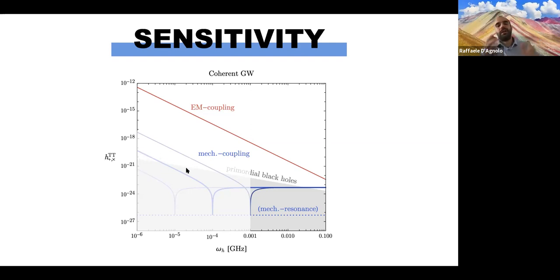But if you want a rough idea of what this idea can do, you'll see it in this plot. So frequencies between a kilohertz, maybe you can go a factor of 10 up here, and strains of this order that you see on the y-axis.